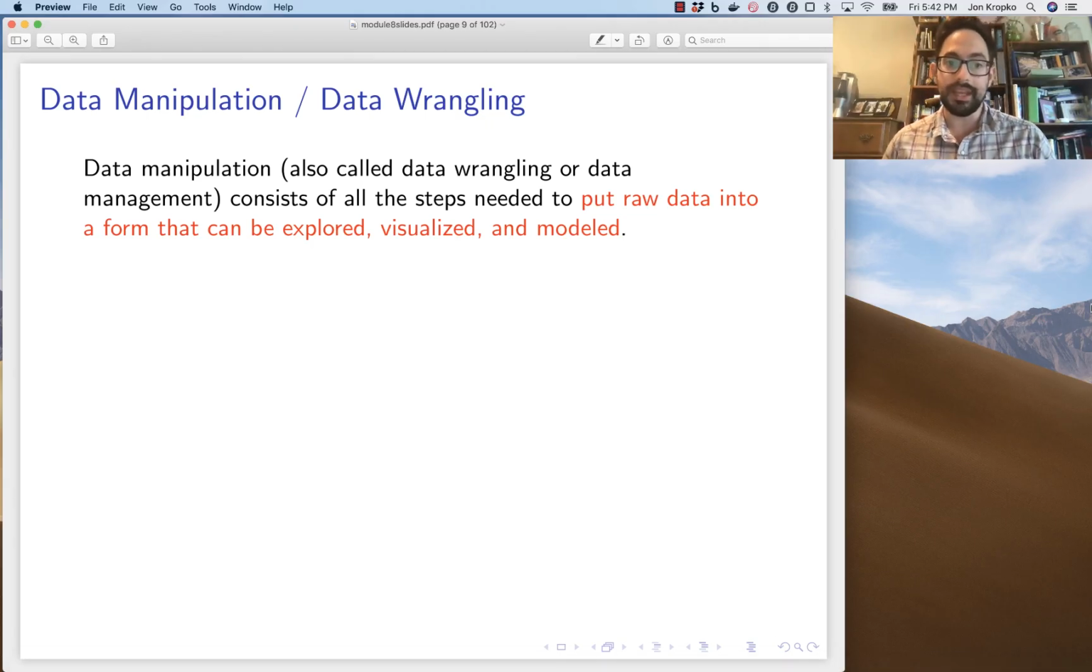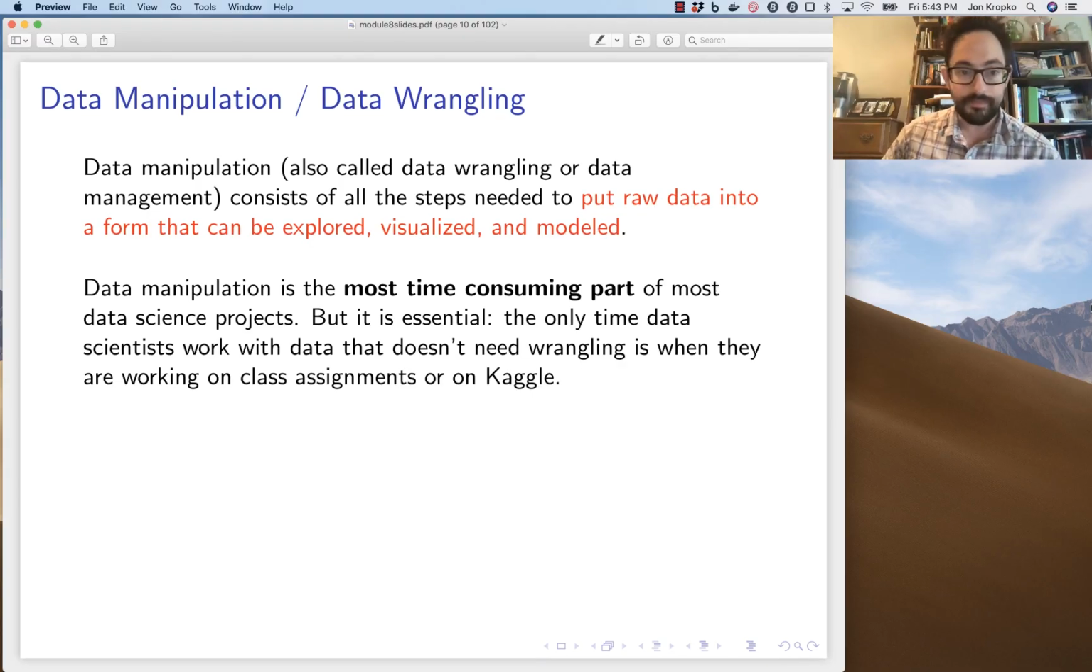So data manipulation or wrangling or data management, this term consists of all the steps that we need to put raw data into a form that can be explored, can be visualized, and can be modeled. This is the most time-consuming part of most data science projects. As time-consuming as it can be to acquire the raw data, cleaning that raw data takes even more time. If you think back to the very beginning of the course, together the data acquisition and the data manipulation stages took up 80% of a data scientist's time.